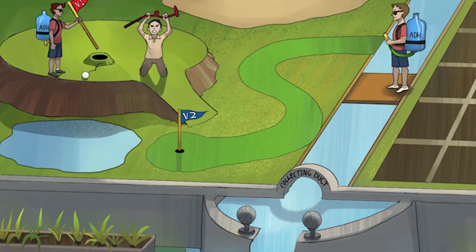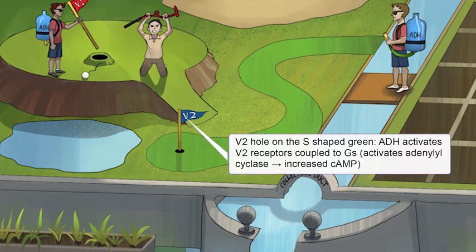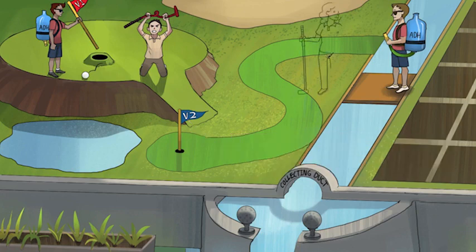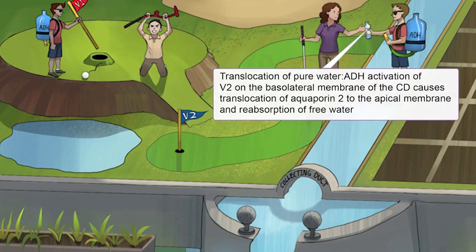V2 receptors, on the other hand, are coupled to protein G sub S, or GS. So, the second hole is labeled V2 and is in the shape of a big S. Coupled to GS means that V2 activates adenylyl cyclase and increases cyclic AMP levels. V2 receptors are found on the basolateral membrane of the collecting duct cells in the nephron. Hence, the V2 green is located right next to that collecting duct going right down the middle of the course.